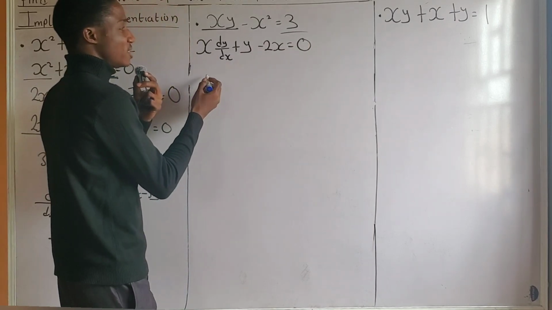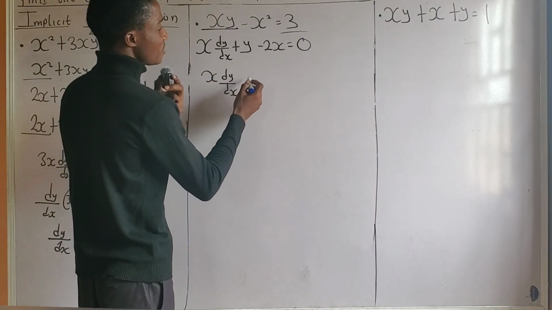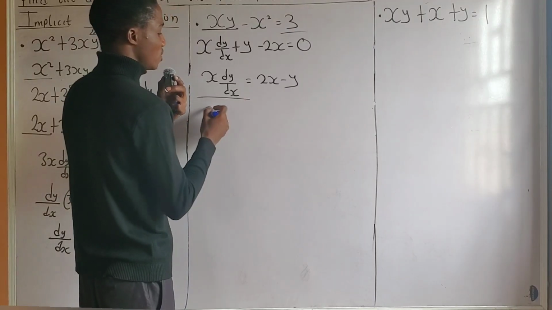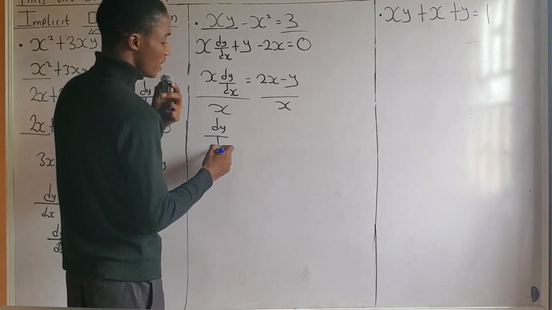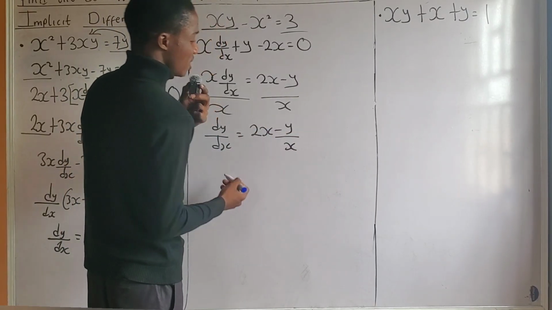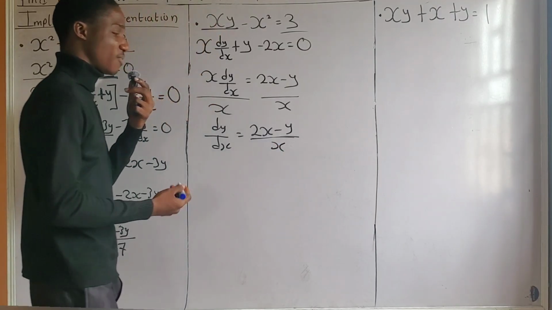Now, having gotten to this point, you're going to have x dy/dx equals 2x minus y. Dividing this by x, I'm going to have dy/dx equals (2x minus y) all over x. Okay, which is the final answer.